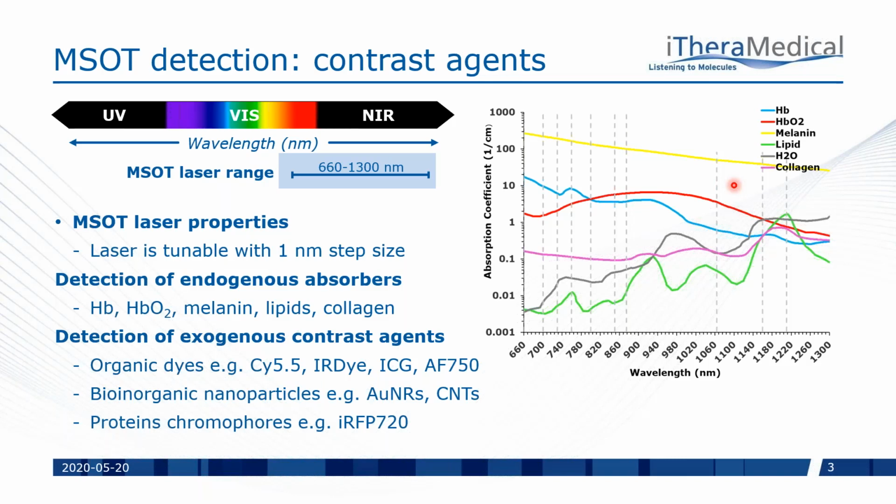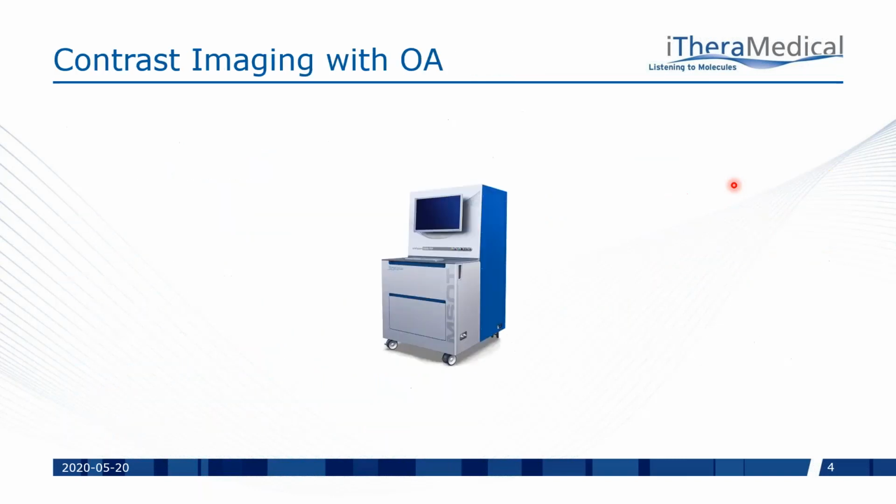Agents used include the organic dyes, such as the cyanine dyes or other fluorophores, bioinorganic particles, such as gold and carbon-based nanoparticles, and chromophores, which can be expressed within cells, for example, like IRFP720. So how can this be applied in imaging?